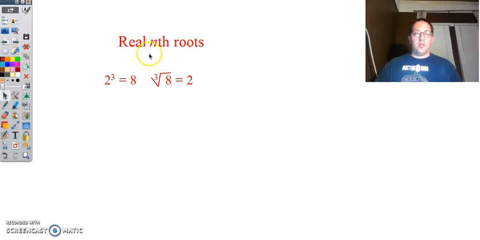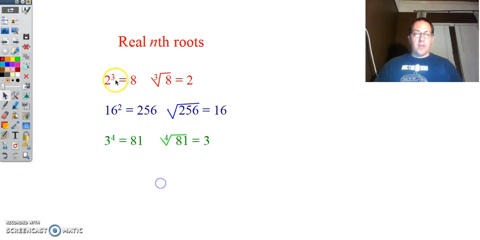Alright, so here n is 3. Alright. 16 squared equals 256, so the square root of 256 is 16. So again, the n would be 2. Now, we really don't need the 2 here because this is one of the few times where if a number is not shown, it's assumed to be something other than 1. With radicals, if the number is not shown, the number is assumed to be a 2.